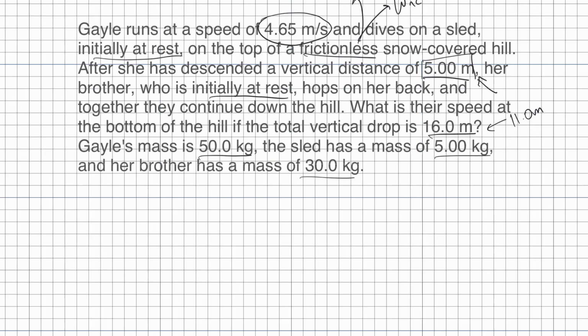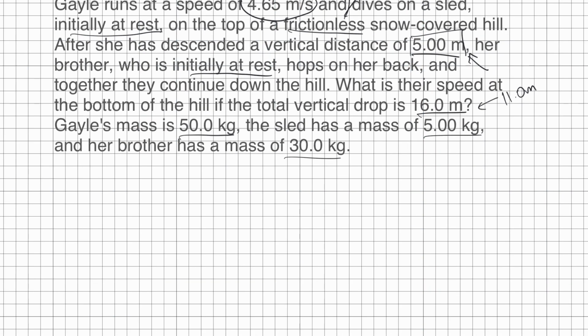Okay, so let's start by drawing a picture. And let's see what we've got here. Okay, so Gayle's running. Here's a little Gayle. And she's running this way at 4.65 meters per second. And then she's going to jump on a sled. I don't know what sleds look like, so let's just draw the sled like that. So she's going to jump on there. I guess she's not really going to drop into it like that, right? But she's going to basically become a part of the sled, right? So all of a sudden, she's going to be here on the sled.